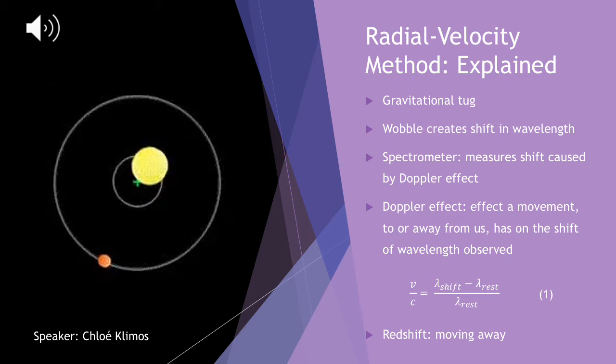Lambda shift and lambda rest are the star's observed wavelengths when the star is undergoing a wobble and when it is at rest, respectively. To further understand this phenomenon, we must analyze two situations: a star moving away from us and a star moving towards us. A star moving away from us creates a redshift. The wavelengths we see on Earth are shifted to the red end of the spectrum. Lambda shift is larger than lambda rest. We can imagine the waves being stretched. They have to cover a larger distance as the star is moving further and further away.